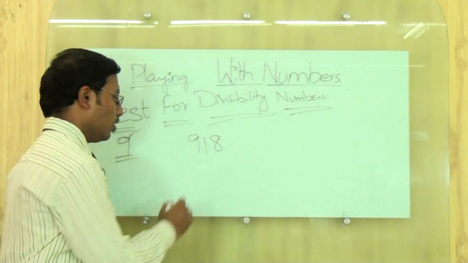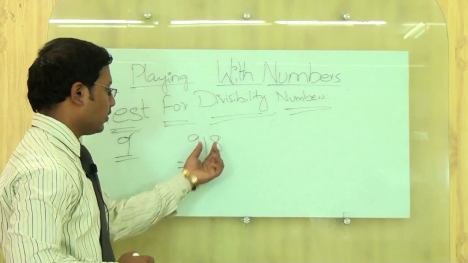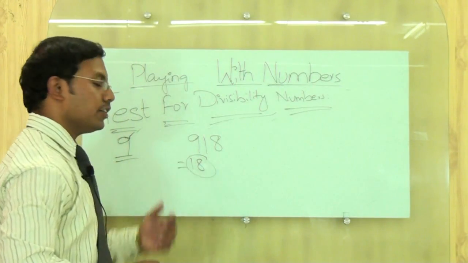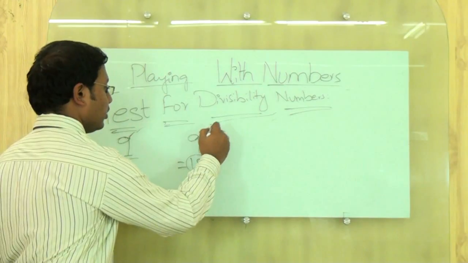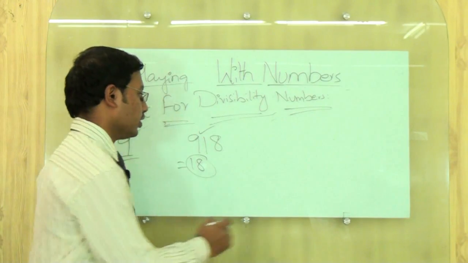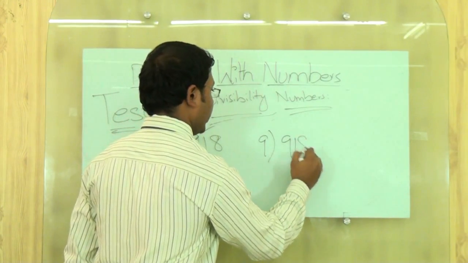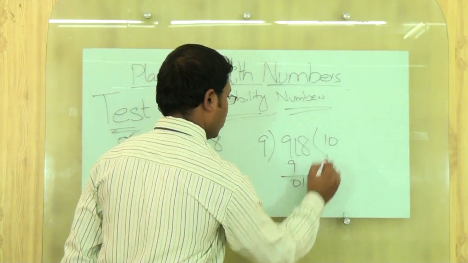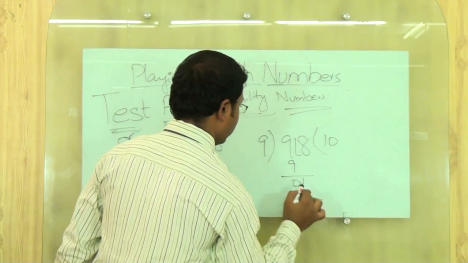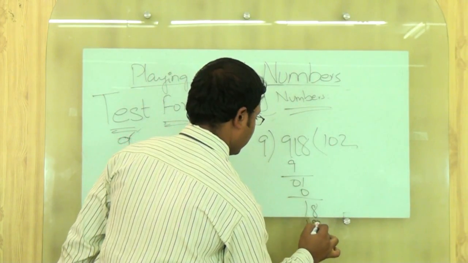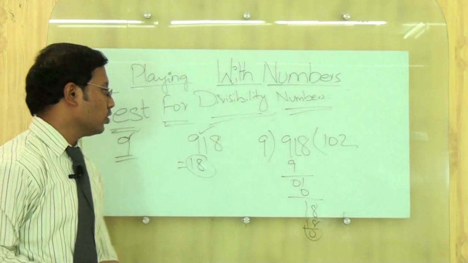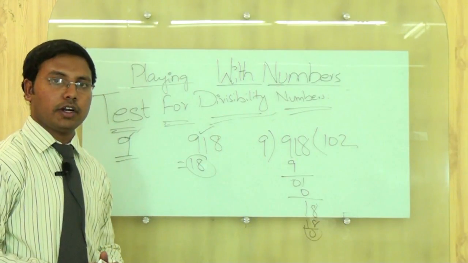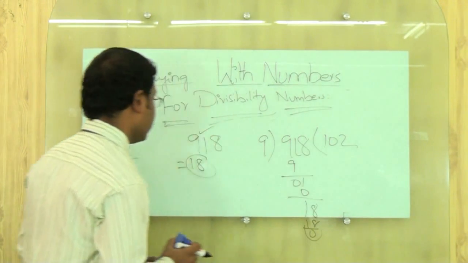918. We add these three digits, 9 plus 1 is 10, 10 plus 8 is 18. This 18 is divisible by 9, so the number 918 is also divisible by 9. Let us check here, 9 with 918. 9 1s are 9, 0, 1 here, again 0, 1 8, 9 2s are 18. The remainder is 0 here. So 918 satisfies the test for divisibility for the number 9. Hence the condition is satisfied here also.